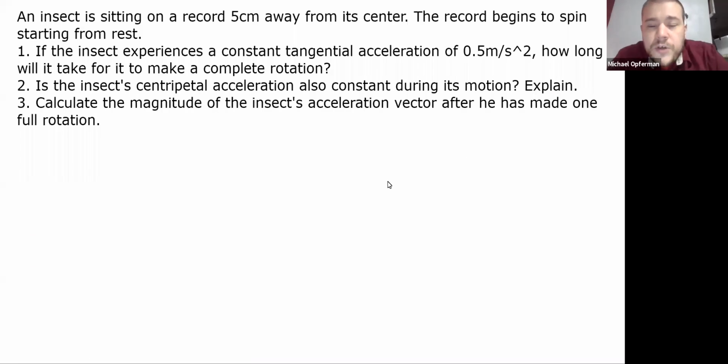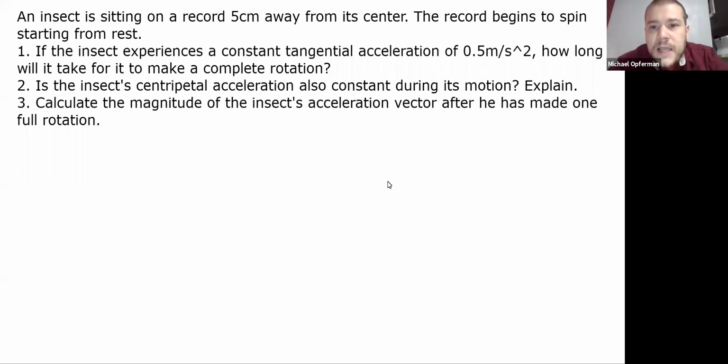So in this video, let's try solving a little kinematic style problem where we have something moving in a circle. In this case, we're going to have an insect sitting on a record. He's sitting 5 centimeters away from the center of the record, and then I turn the record player on and the record starts rotating, and it starts accelerating faster and faster until it gets up to whatever the maximum speed is for the record player, which we're not going to worry about.